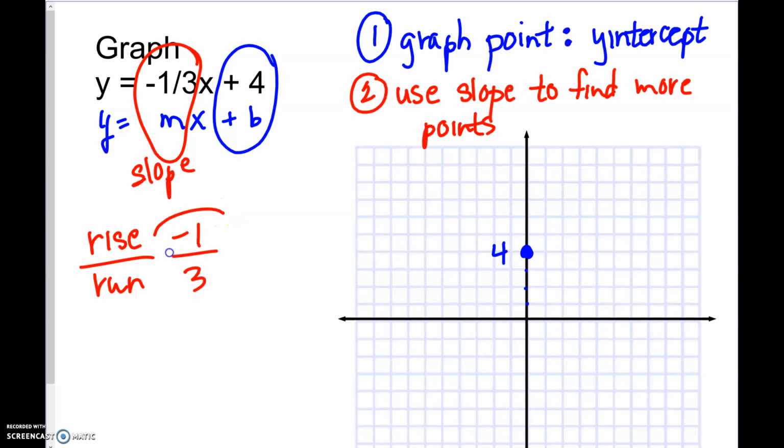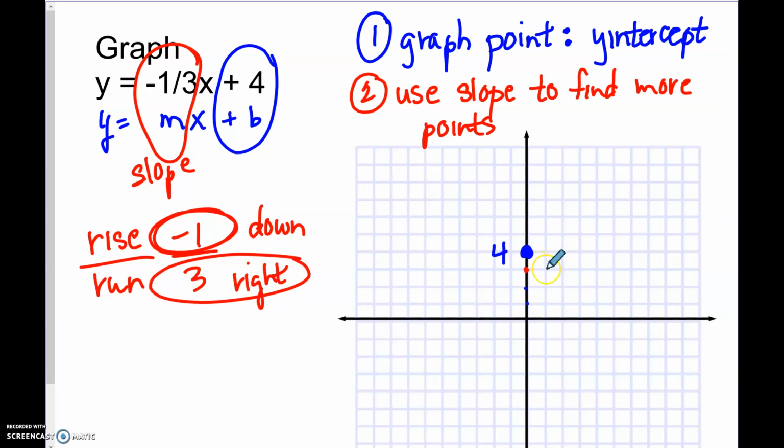One way is that this says a -1, so I am going to go down 1, because negative makes me think of going down. But this 3 is going to make me go right because it is a positive 3. So 1, 2, 3. And I continue that pattern: down 1, right 3. It's helpful if you write the words down and right.